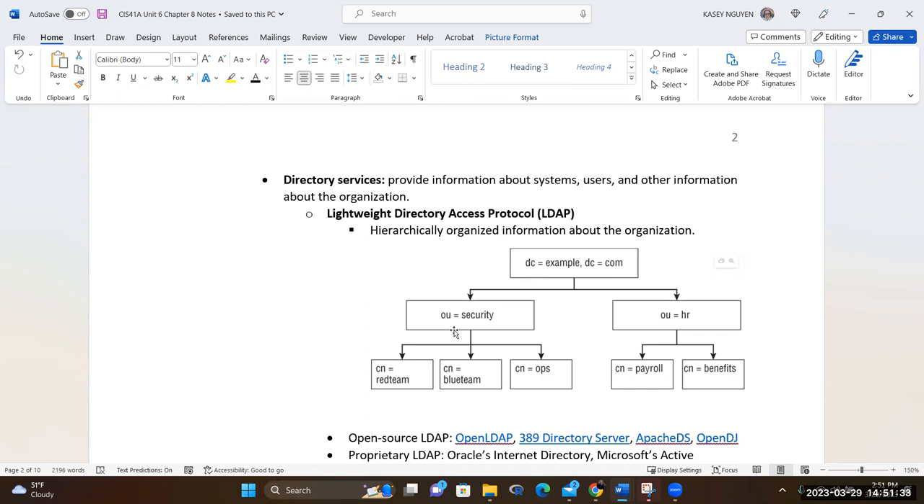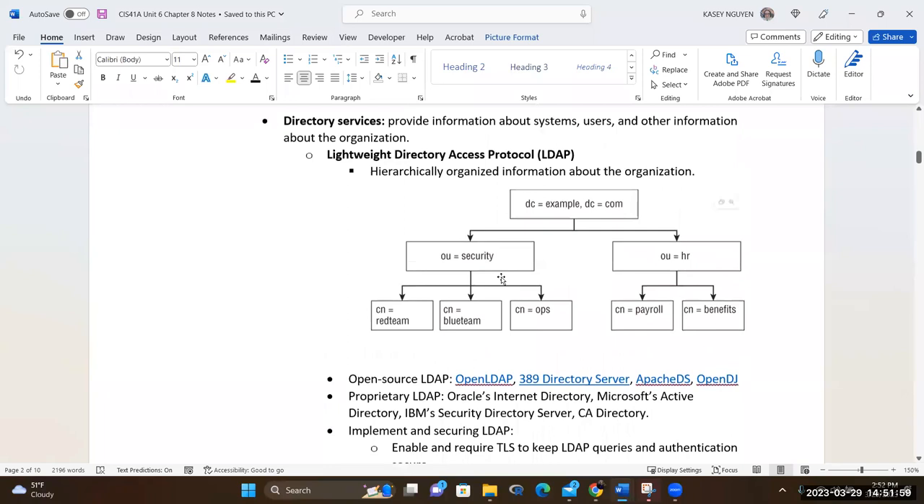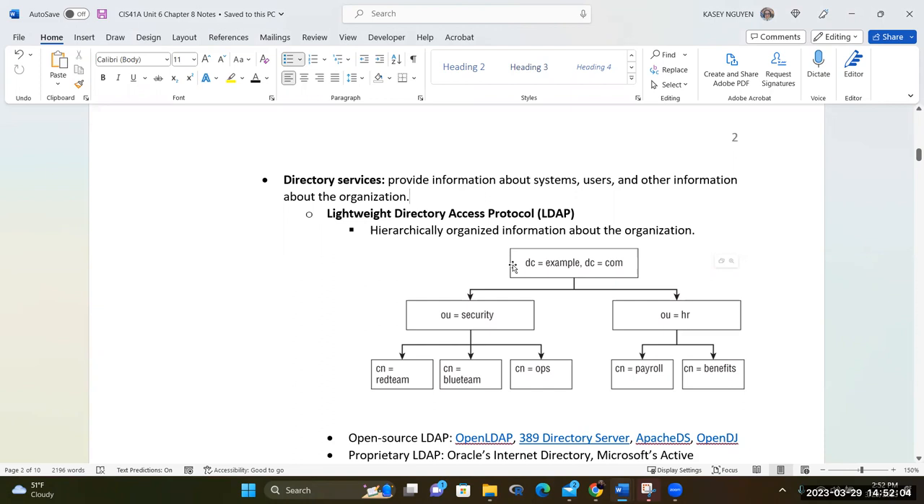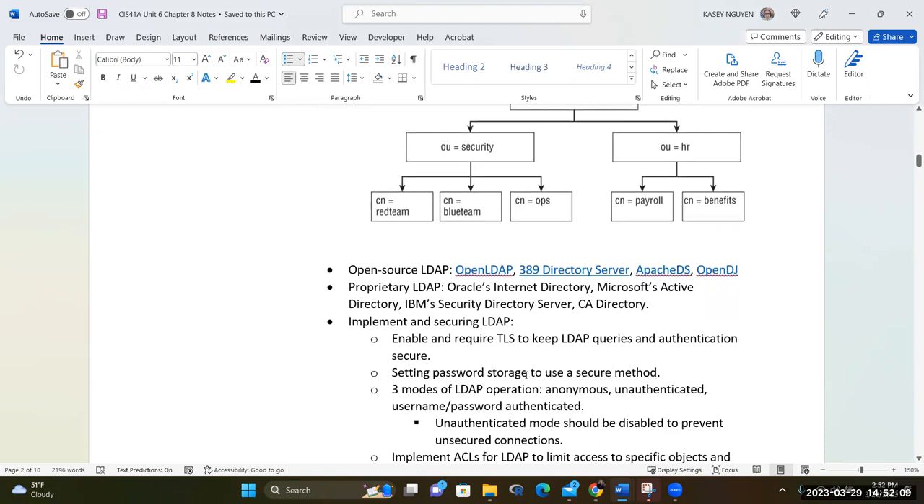So if you're looking at this, you have two OUs, organizational unit, and that's broken into security and HR. Within that, you would have the sub, right? So you would have different teams, and then you would have different roles there. So you would see in general, it would look something like this. So in order to do this, we would use the lightweight directory access protocol, which is carried in a lot of different products, to be able to provide access for specific users and system.